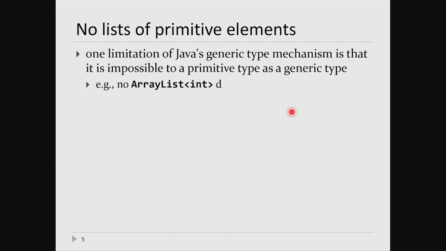One limitation of Java's generic type system is that you cannot make a list of a primitive type. So for example, there's no ArrayList of little i int. You can't do it. If you try to do it, the compiler will flag that as an error.